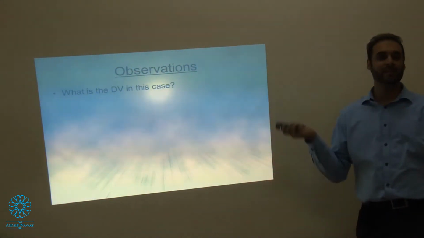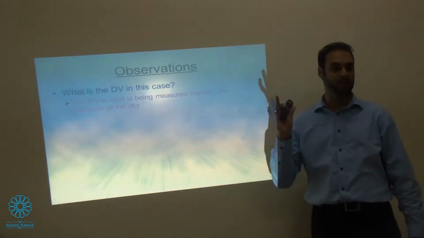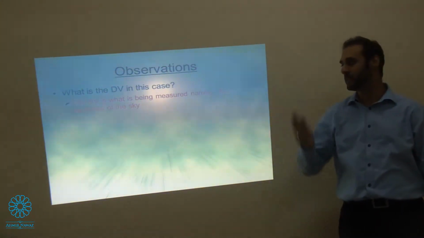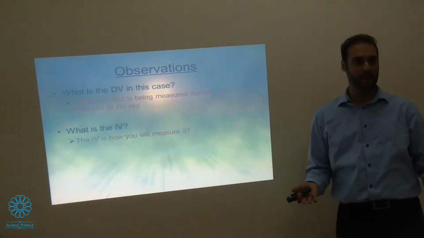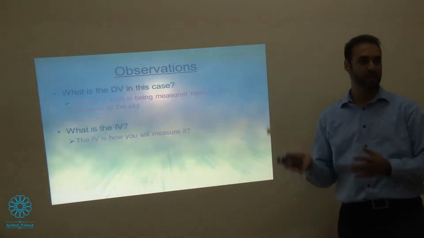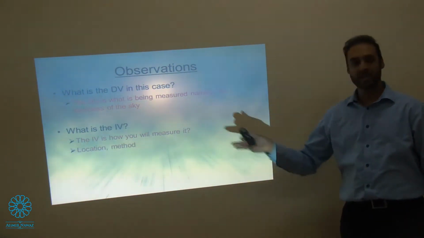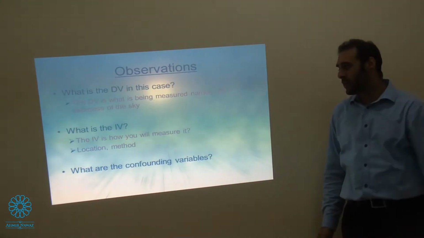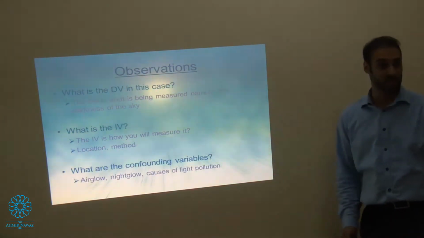So what's the DV in this case? What's your dependent variable? The DV is what is being measured, namely the darkness of the sky. That's what we're trying to measure. What's the IV? The IV is how you're going to measure it. Where you're going to go. You're going to use instruments. You're not going to use instruments. What are your variables here? Location, your method. What are your confounding variables? What could throw your whole experiment? Air glow, night glow, causes of light pollution.